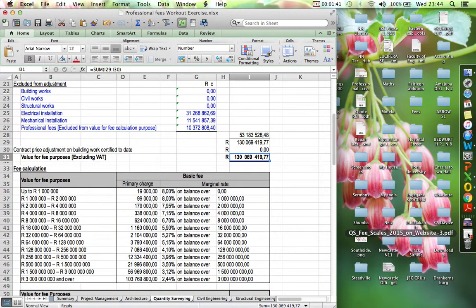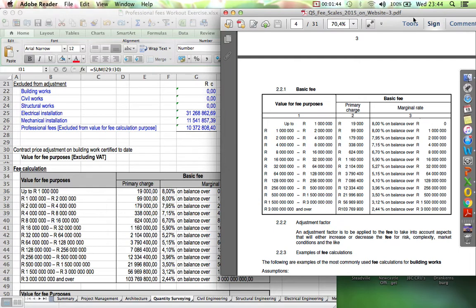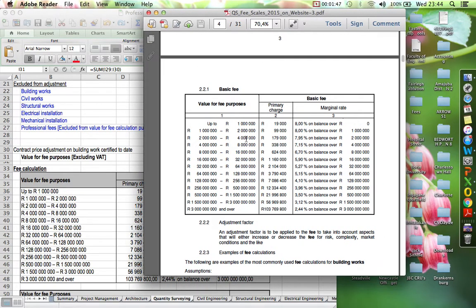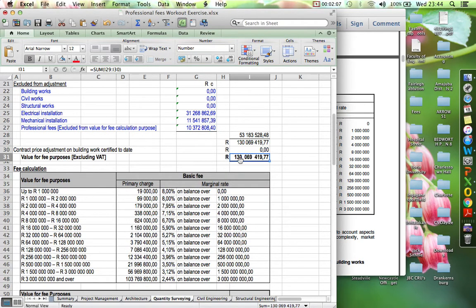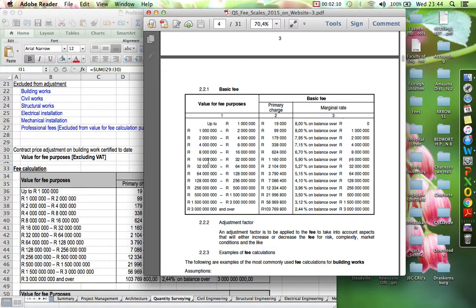on quantity surveying professionals. Here's a table that we use. It tells you the value for fee purposes, up to 1 million: primary charge of 19,000, percentage 8% marginal rate, balance over 0, in all categories. So we'll now decide where our value for fee purposes of 130 million falls. It falls in the category between 128 and 256 million.